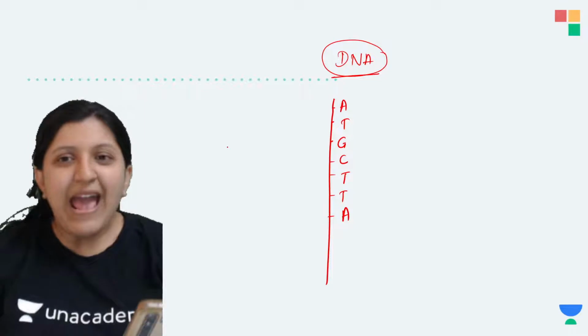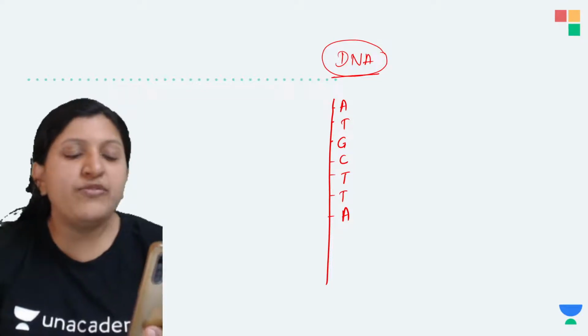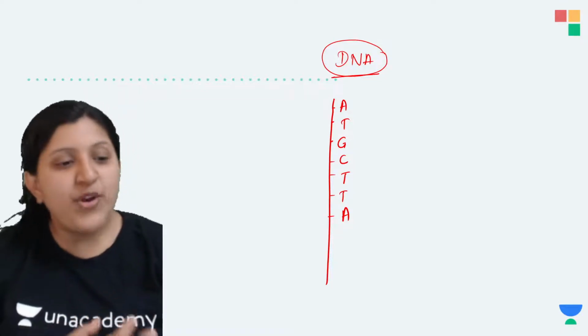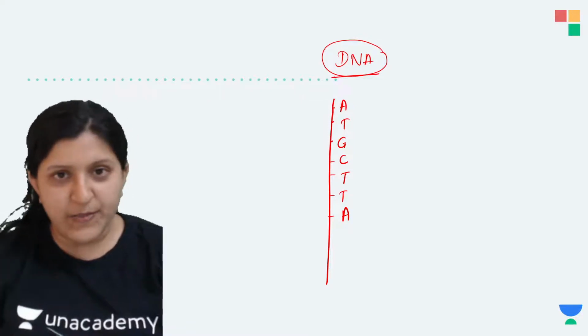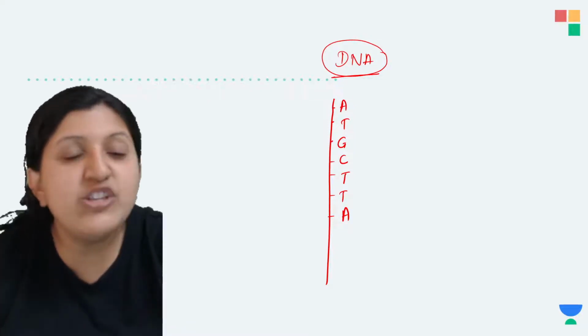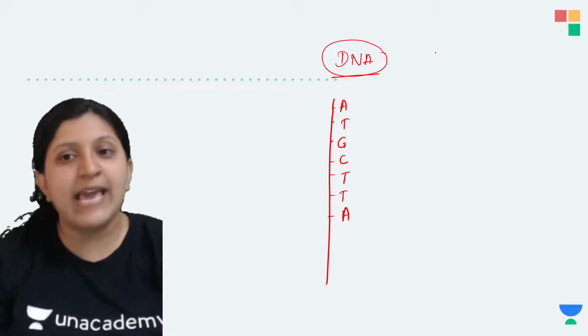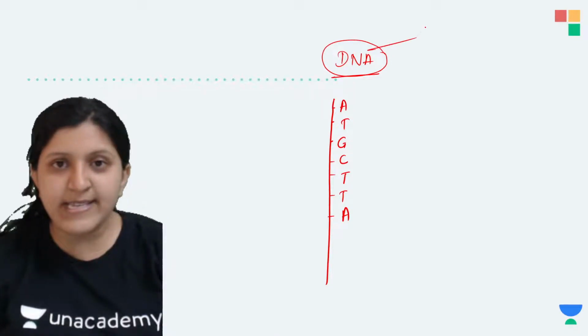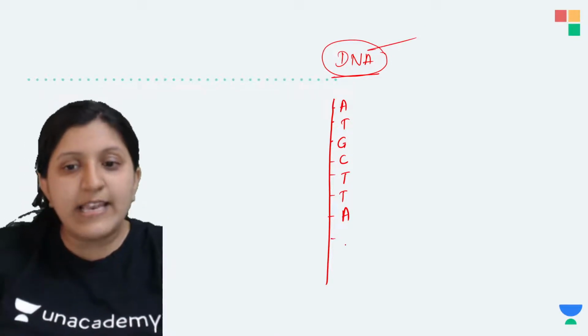Okay, and that child is going to receive some of the external features from the mother as well as the father. So that is the genetic material, or hereditary material, we can say. So that is the DNA. Now in this case, this is the DNA sequence.